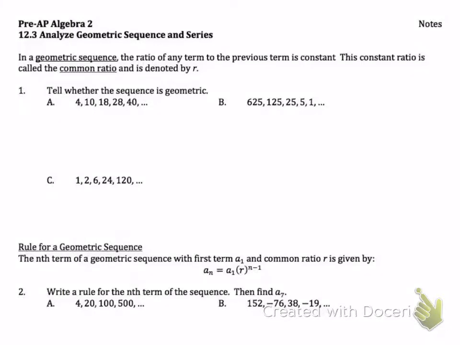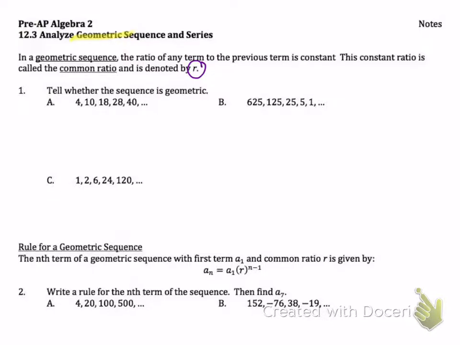So in a geometric sequence, the ratio of any term to the previous term is constant. So we call the common ratio R. So in 12.2, when we had arithmetic sequences, they were all added by a constant or subtracted. So it was add and subtract. In 12.3, when we have a geometric, they're all multiplied or divided by some sort of constant. So the only difference is that arithmetic is add and subtract, geometric is multiply, divide.